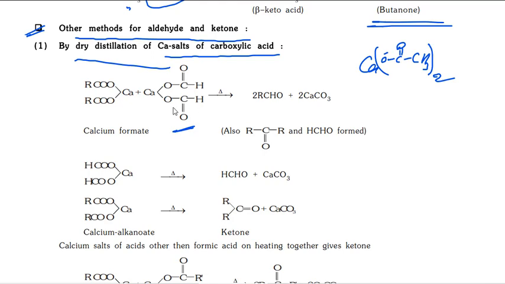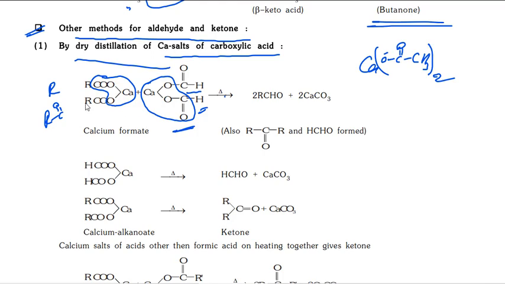Now, by heating, what's happening here? CaCO3, calcium carbonate, is being removed. So what is generated here? One H plus H and C double bond OH. Now again, if you take here also CaCO3 is forming. What is generated here? R and R C double bond O. Here generated C double bond OH and this H.